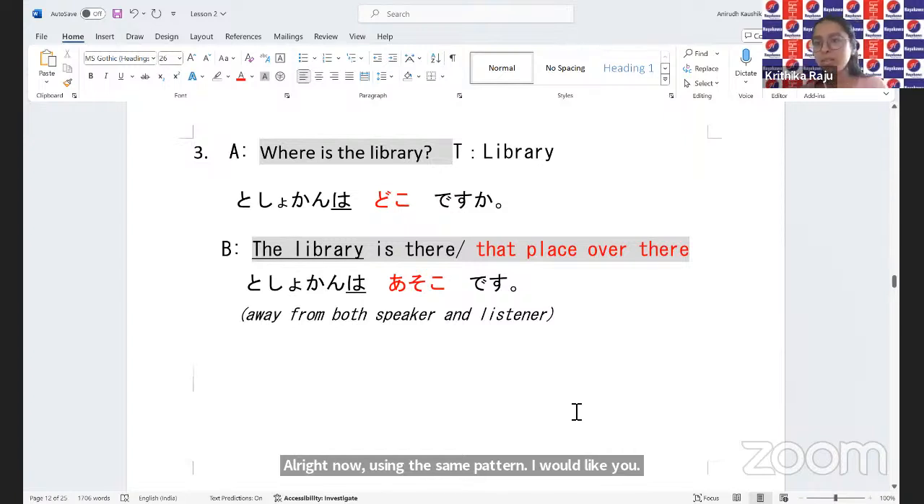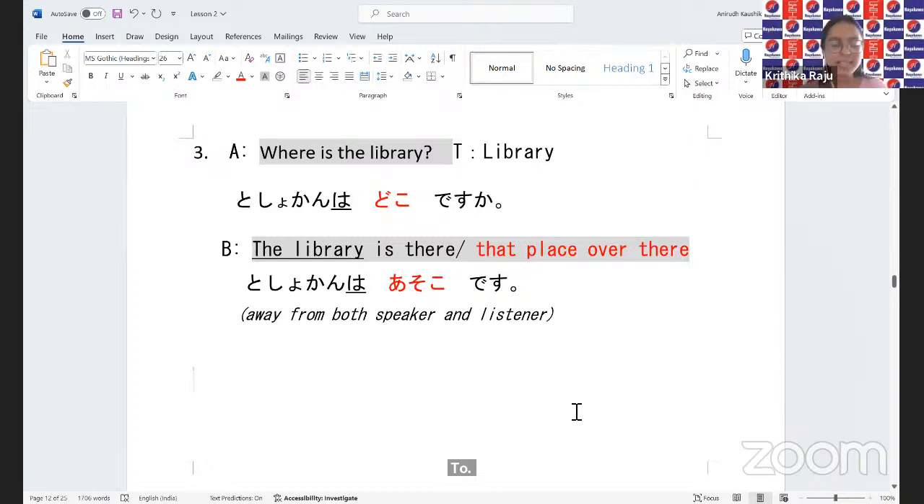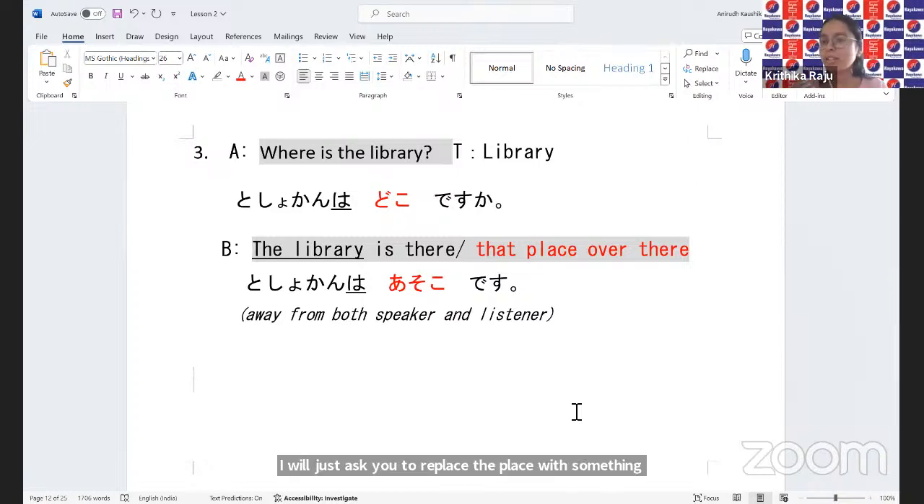Alright, now using the same pattern, I will ask you to replace the place with something else, and I would like maybe two of you to have this conversation, be A and B, and give me the sentences. Okay, it's good practice, so please do volunteer. In place of toshokan, let's say we are talking about toire.